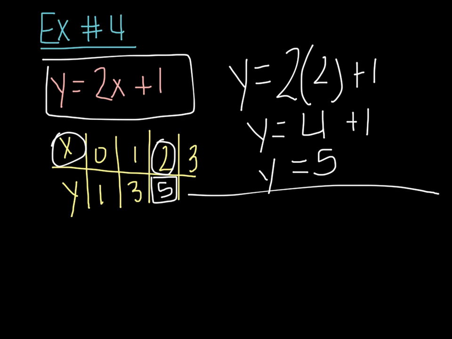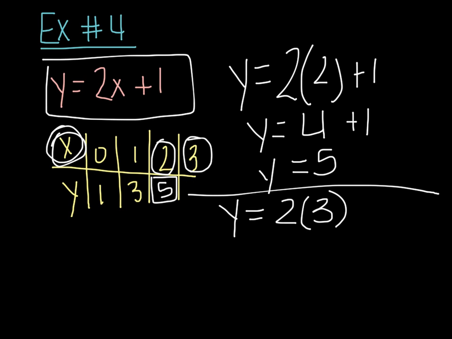For my last missing value, I have a 3 in place of the x. So y equals 2 times 3, plus 1. 2 times 3 is 6. And 6 plus 1 is 7.